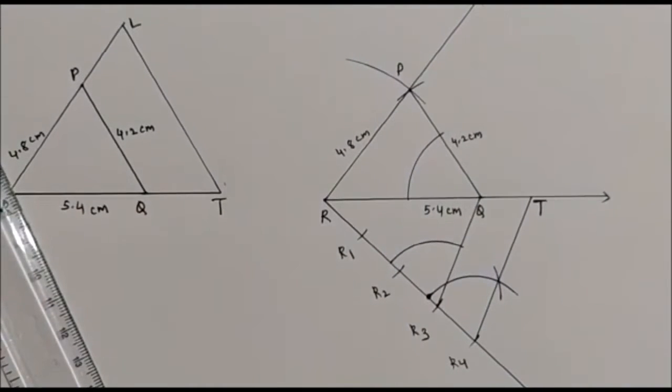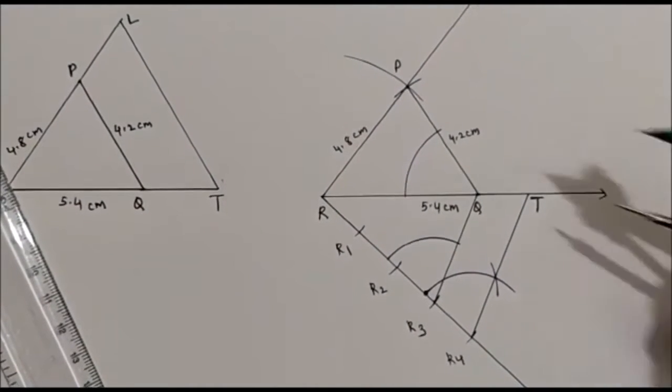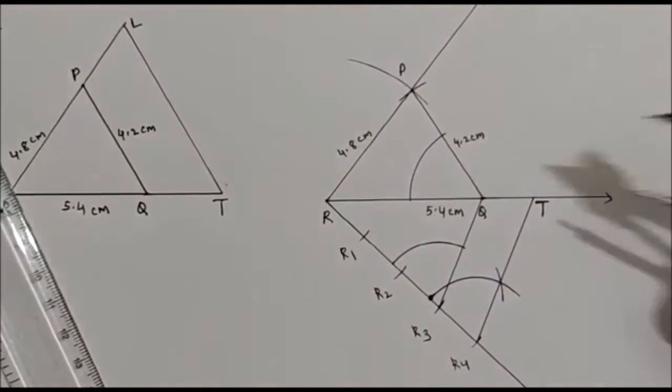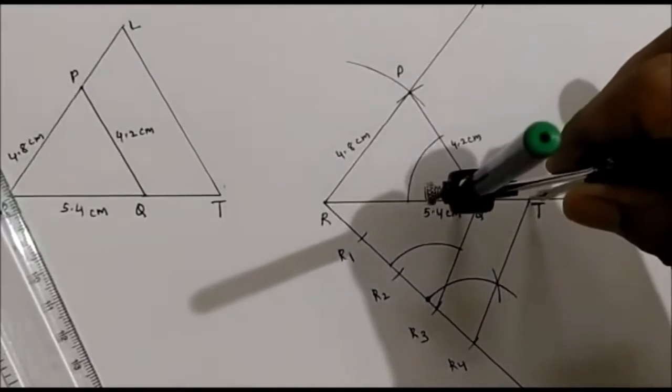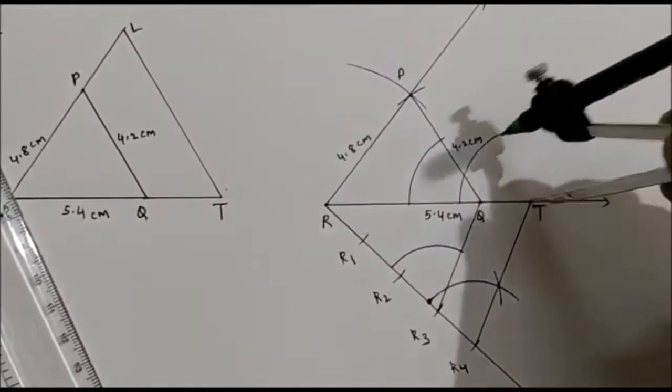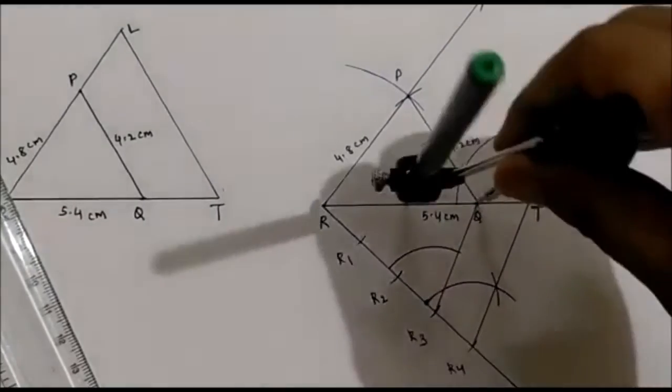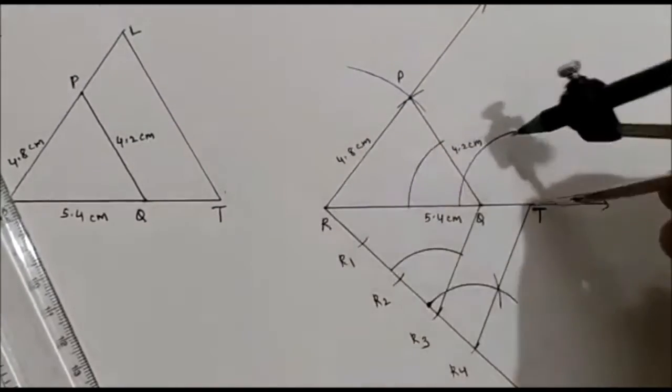You can do it. And now with the same distance, keep it on point T. Keep it on point T, and with this cut an arc here also. Students, you can see that first from point Q and then from point T with the same distance.